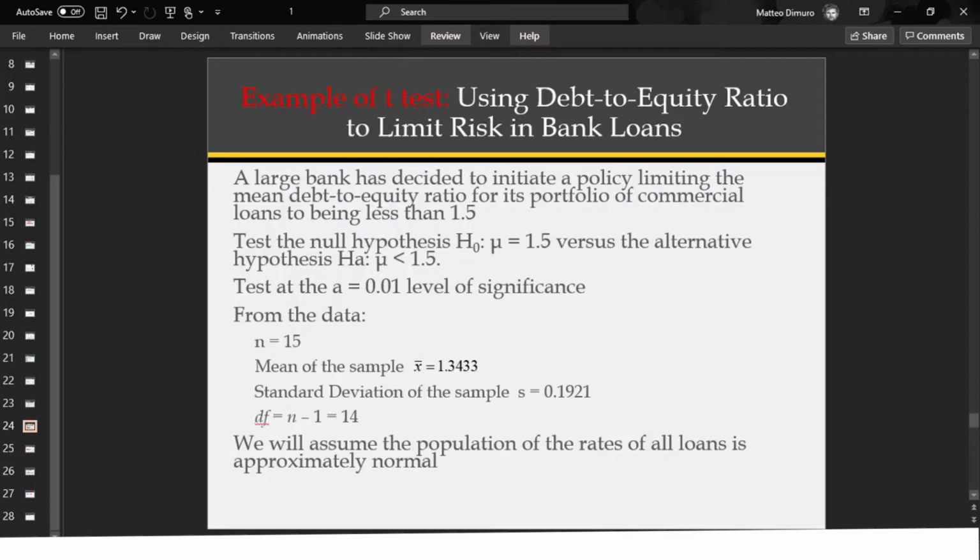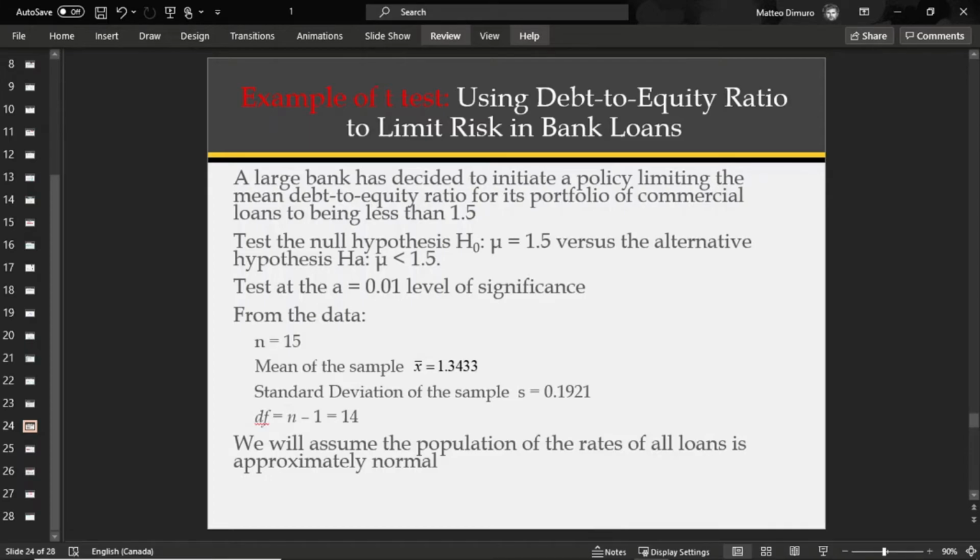This one here, I think I got two examples that we can do. In this particular example, what do we got? Debt to equity ratio to limit risk in bank loans. Love banks. A large bank has decided to initiate a policy limiting the mean debt to equity ratio for its portfolio of commercial loans to being less than 1.5. Remember, a ratio is when you divide two numbers together. So debt to equity: take your debt, divide by your equity, and you don't want that ratio to be bigger than 1.5.